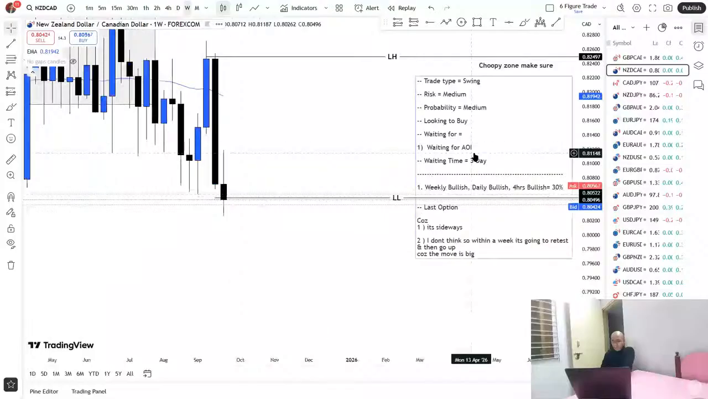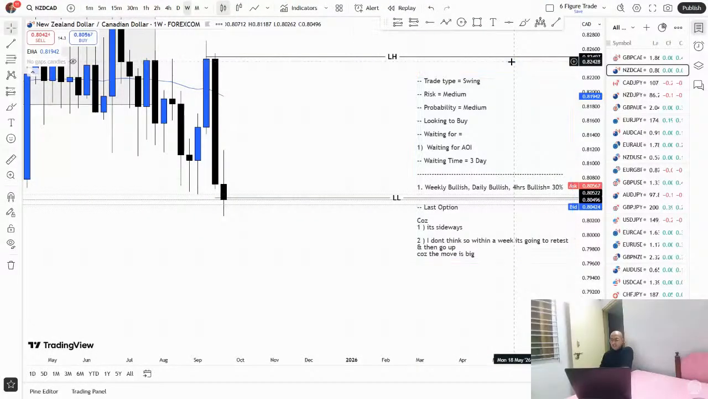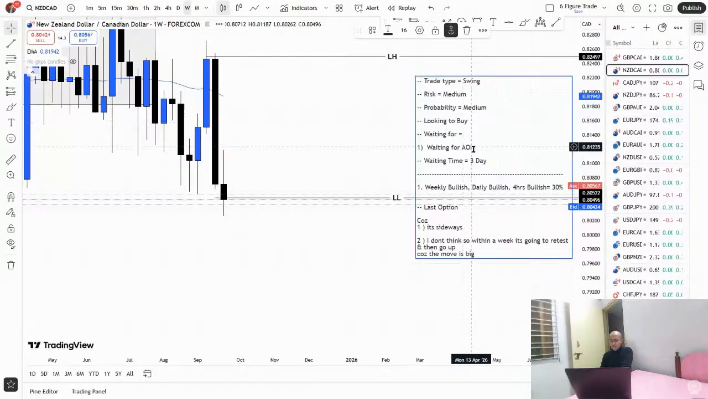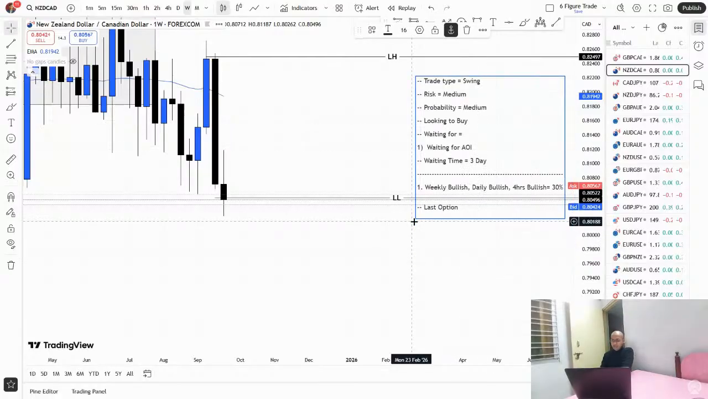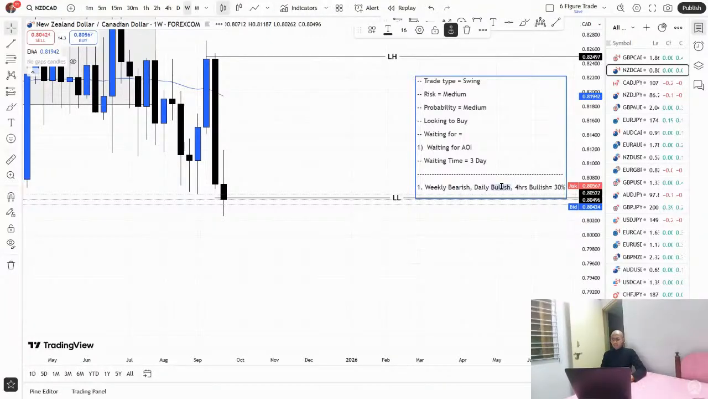So we just said we can't take this trade. Now it is not a choppy market. Whoa, why this much? The last option. So weekly is bearish. Daily is also bearish, 4 hours is also bearish. I am looking for sell.